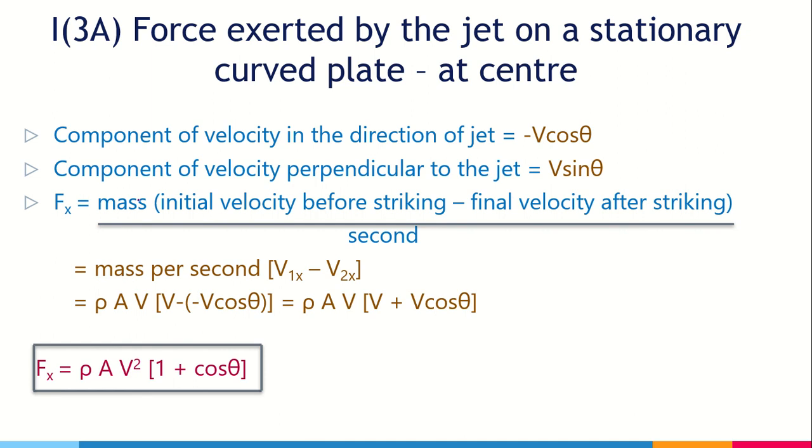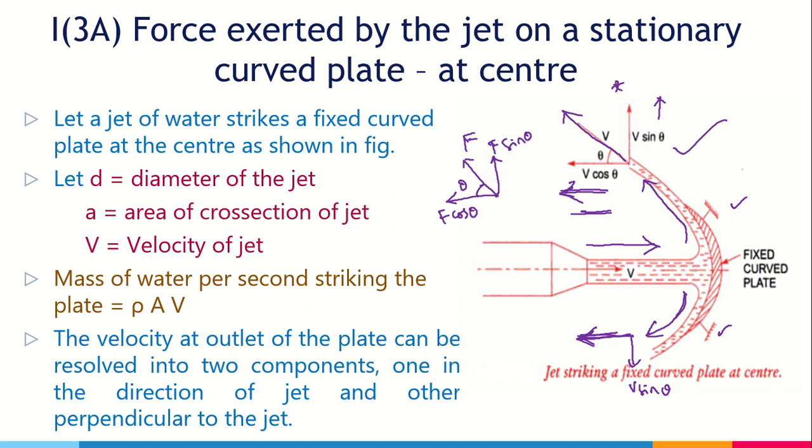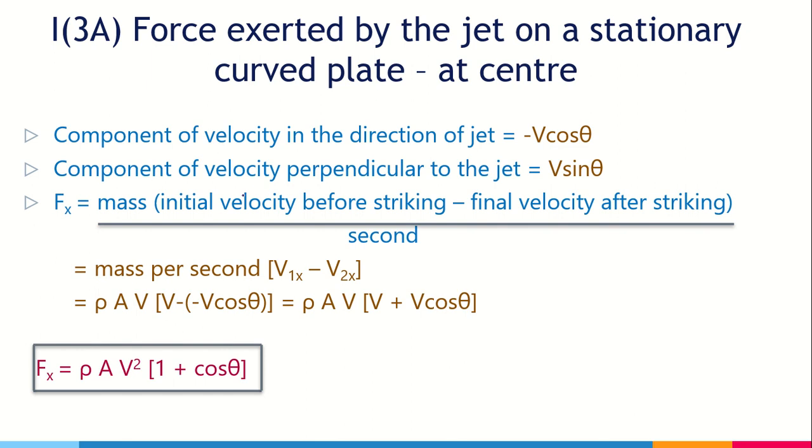Let's calculate Fx, the force along the direction of the jet, because I already told you when you have an inclined plate like this, you have to write two components. So we can't directly write F, we should write Fx and Fy. So Fx will be what? Mass per second into initial velocity, that is the velocity before striking, minus final velocity, that is the velocity after striking. This formula is common for all the cases. So mass per second is rho AV, obviously, for a fixed stationary plate.